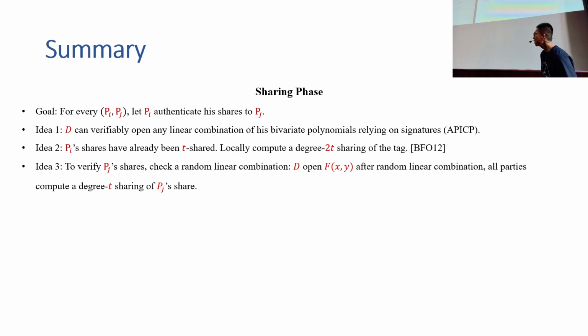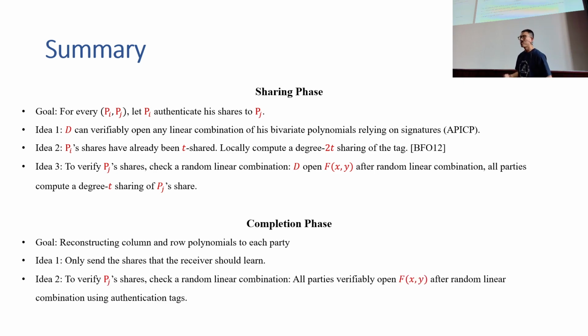And now, once you have the authentication tag, to let all the honest parties obtain their shares, we only send the shares that this party should learn. And again, we need the party to distinguish the correct shares from wrong shares, and this is done by doing a linear combination. And this time, the reconstruction can be done using the tag. Okay. So basically, you can see we just reuse the same technique many, many times.